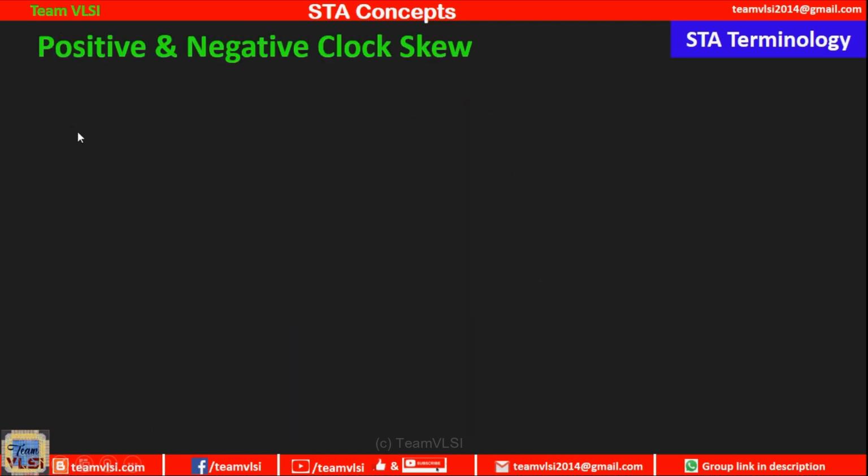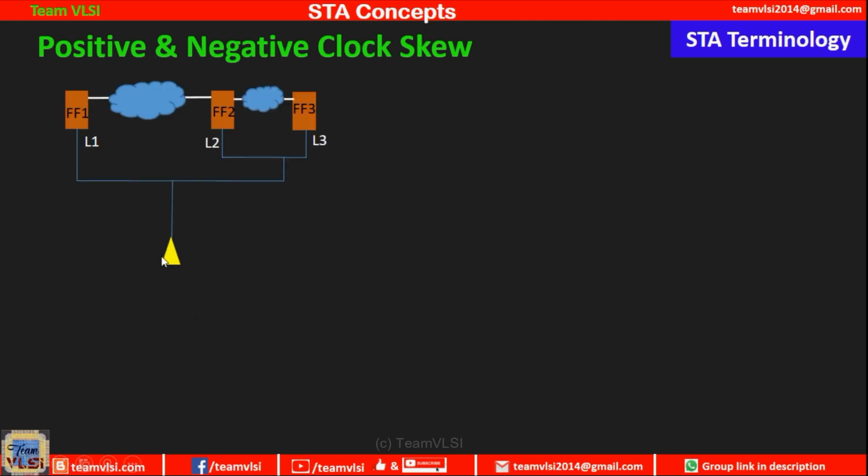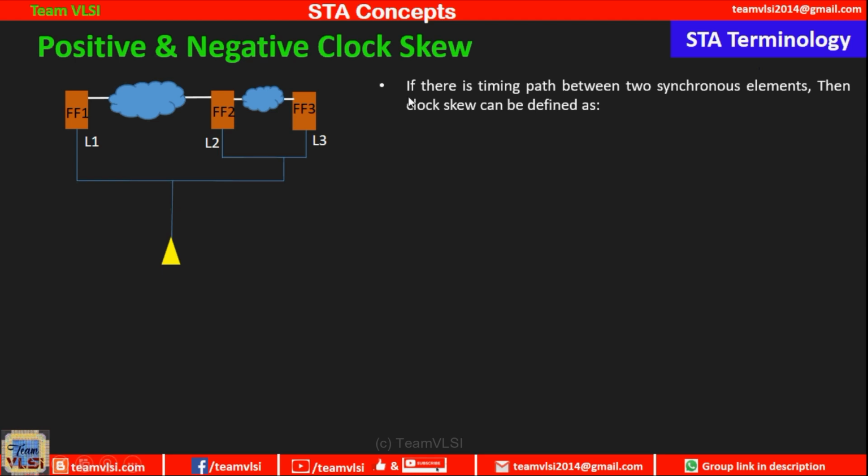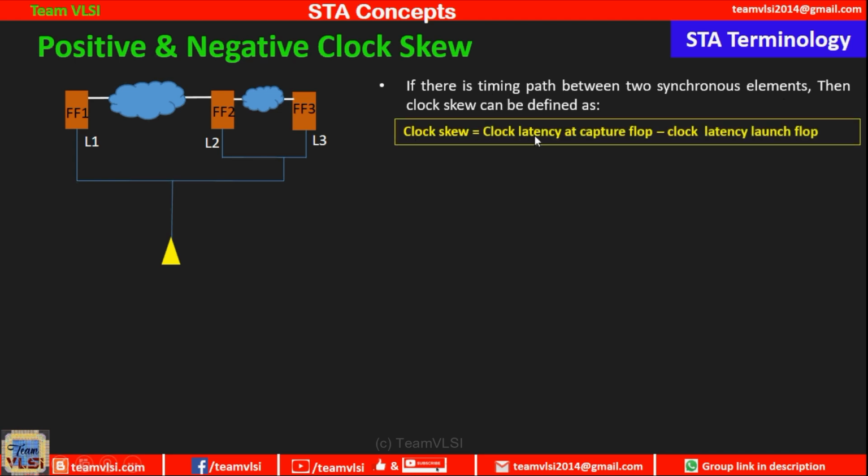Okay, right. Now we'll see positive and negative clock skew. Suppose this is a clock definition point, and the clock is being distributed to these flops, and there is a data path between them. If there is a timing path between 2 synchronous elements, then clock skew equals clock latency at the capture flop minus clock latency of the launch flop, as we have discussed in the previous slide. Clock skew could be either positive, negative, or 0, right?